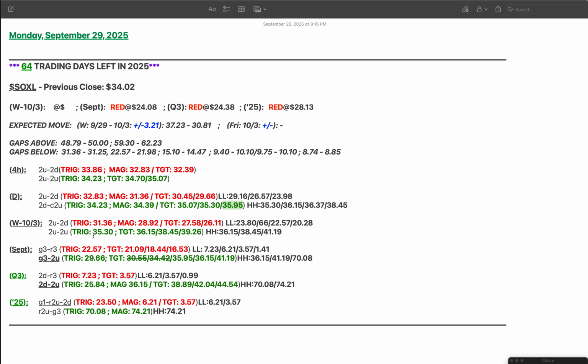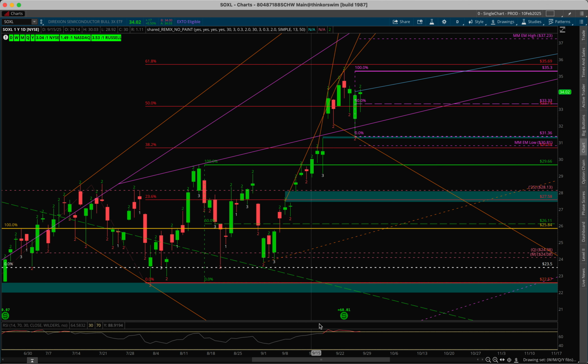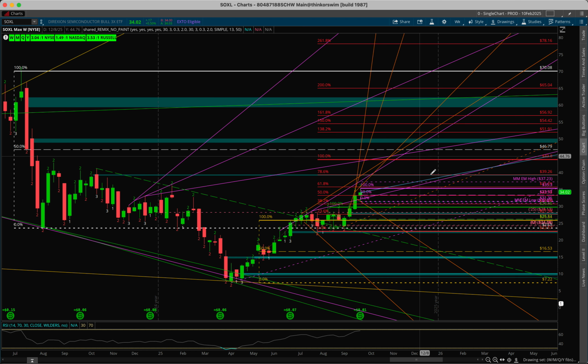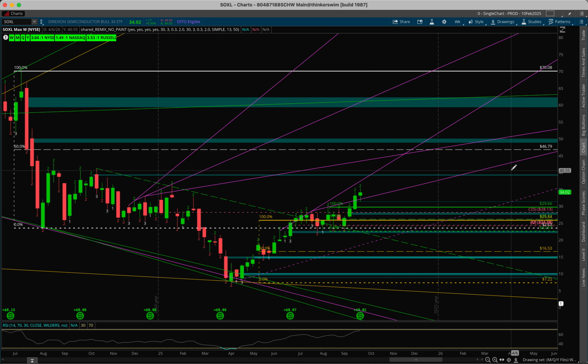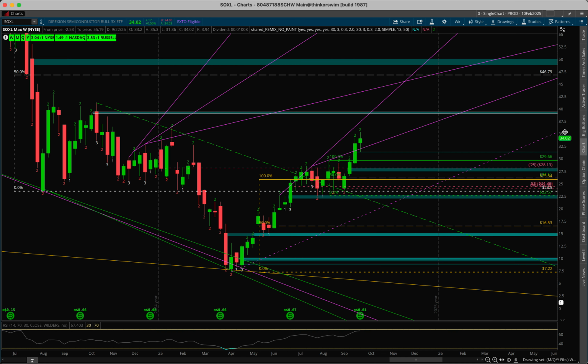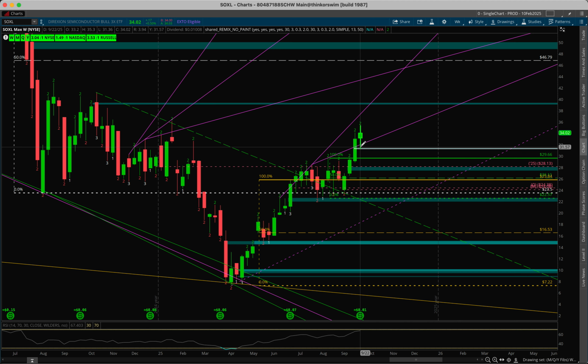All right, so we went over those on the chart. From the week perspective, I'll just pull it up one more time. Let's get a clean chart out here. So we did get the 2 up on the week. If we go 2 up, 2 down, that triggers at the low of this week, which is that 31.36, and the magnitude is the low of the previous week, which is that 28.92.